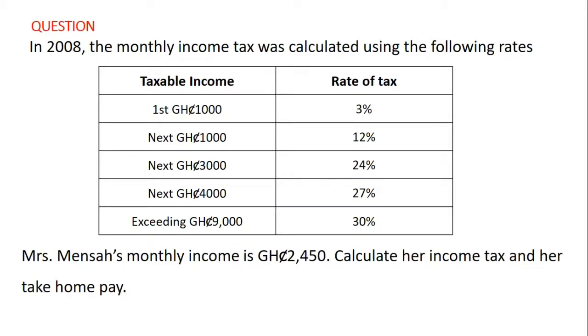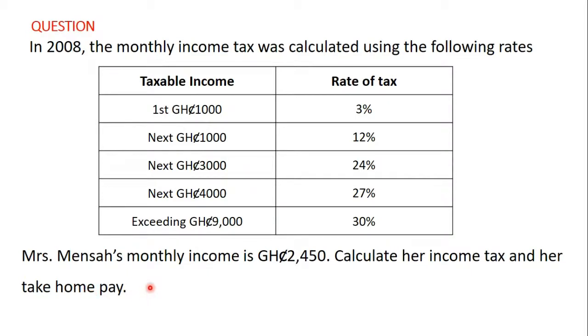The question for this video is, in 2008, the monthly income tax was calculated using the following rates, and this table has been given to us. The first column contains the groups for the taxable income, and the second column contains the corresponding rates of tax. The question says that Mrs. Mensah's monthly income is 2,450 Ghana cedis. Calculate her income tax and her take-home pay.